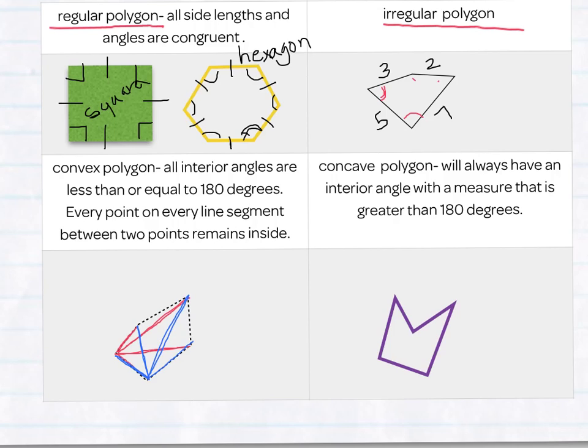And we also want to point out and remember that all the angles that we see in this picture are less than or equal to 180 degrees. That makes it convex. It's vexed, man.